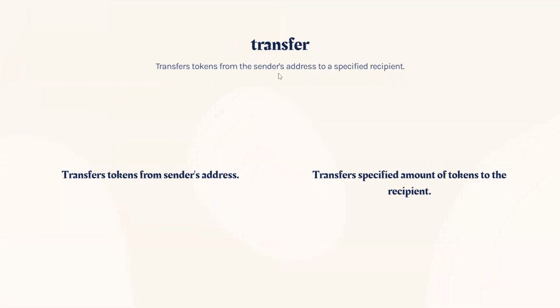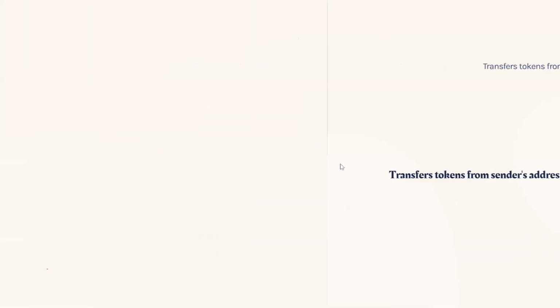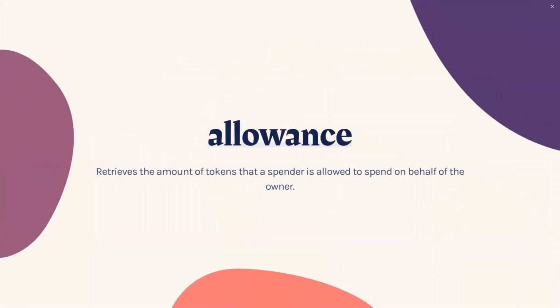So transfer token from the sender's address to the recipient address. Okay, cool. Transfer function. Now we have allowance. Now that's a little bit tricky, right? So the allowance concept is like, suppose I'm giving you my wallet, right?